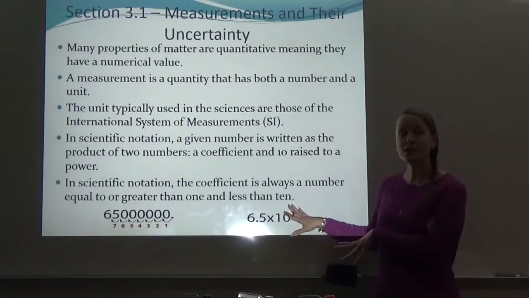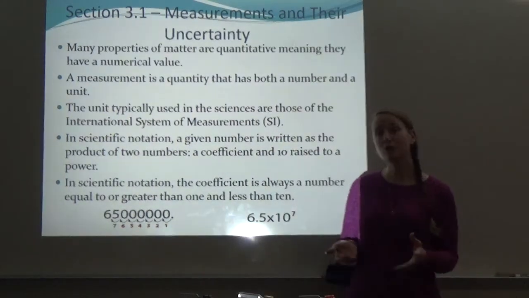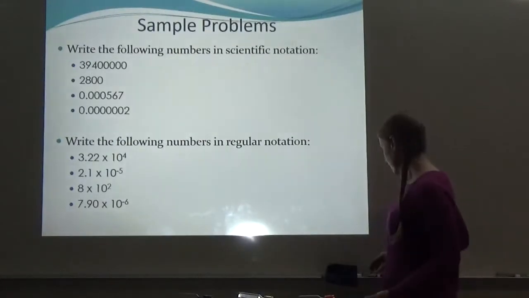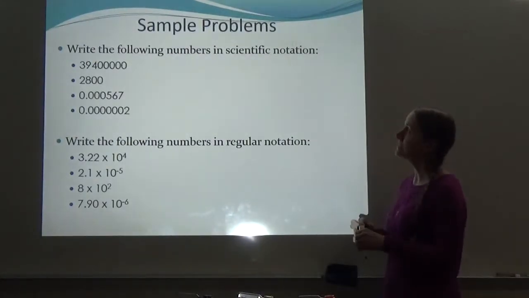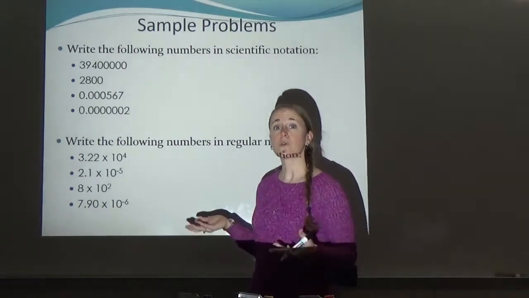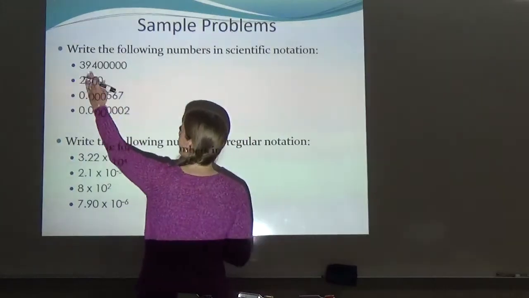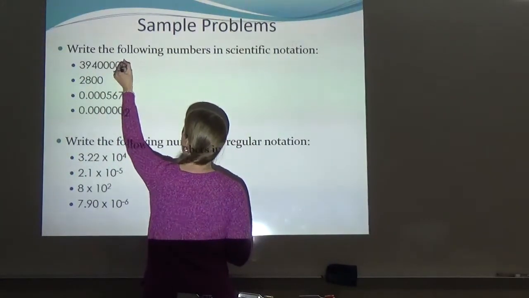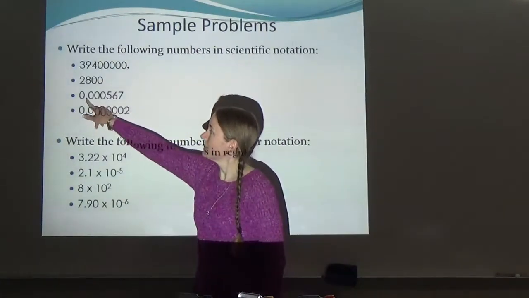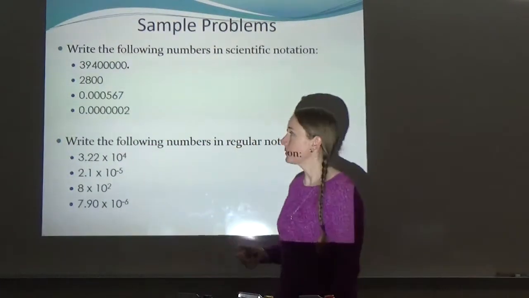So scientific notation is something you've probably already seen before, but just in case, we'll go over it. So the first part says, write the following numbers in scientific notation. So first you need to figure out, well, where is the decimal originally? Well, if you don't see the decimal, it is automatically at the end. So here, I know it's at the end. Otherwise, sometimes you'll see where the decimal is in a number.